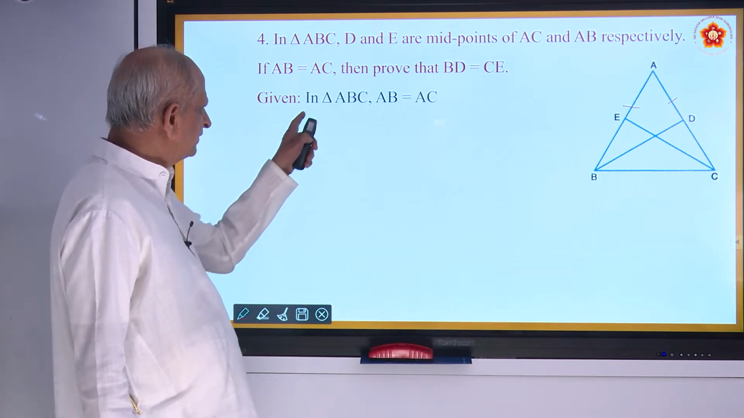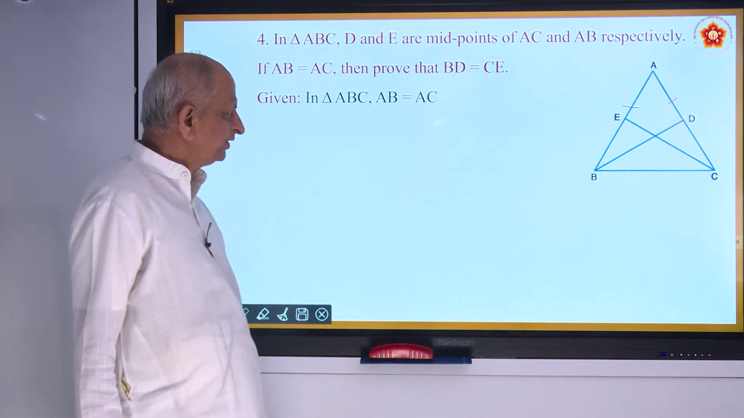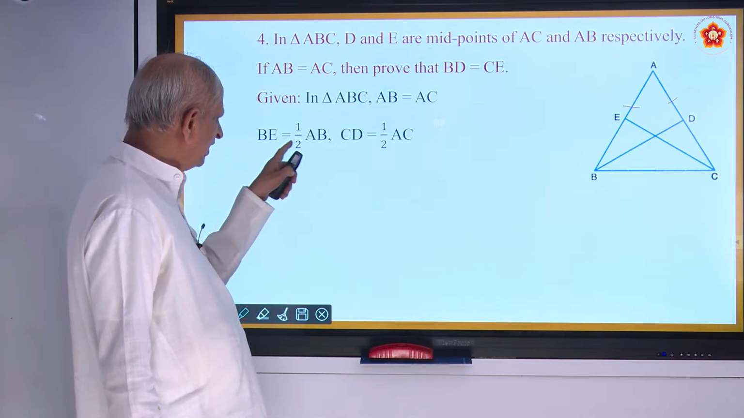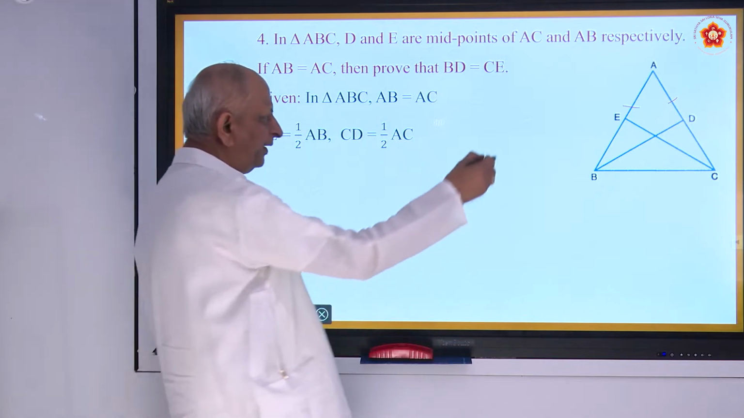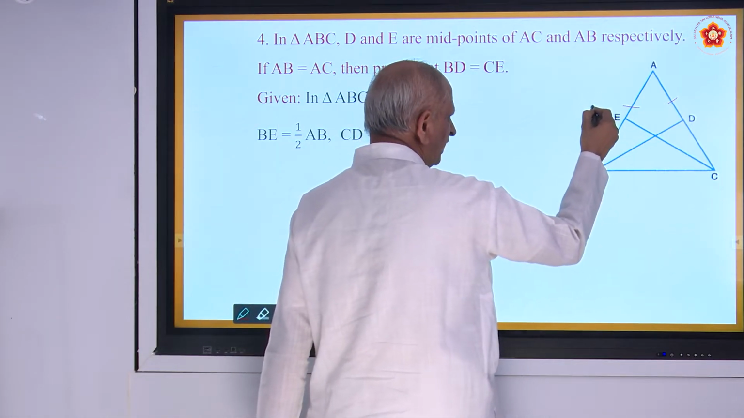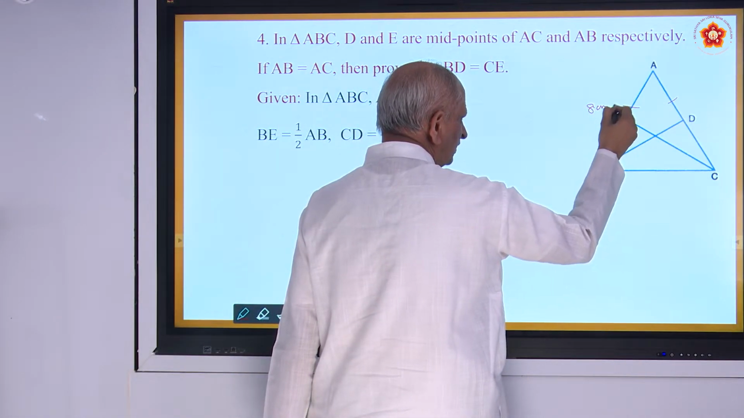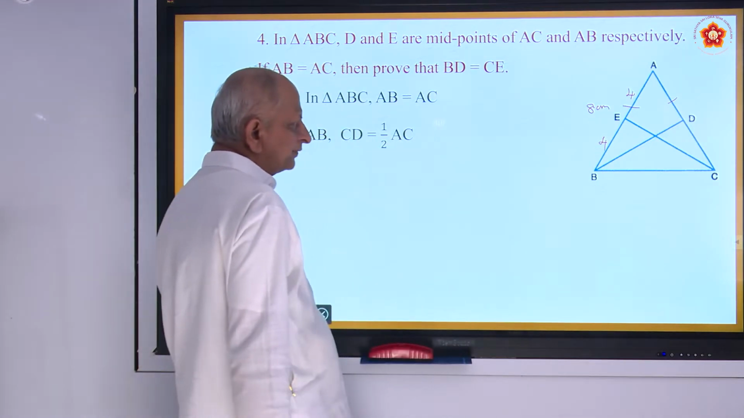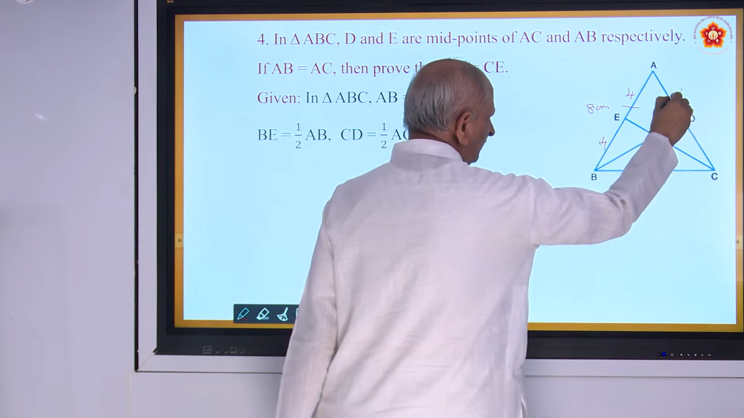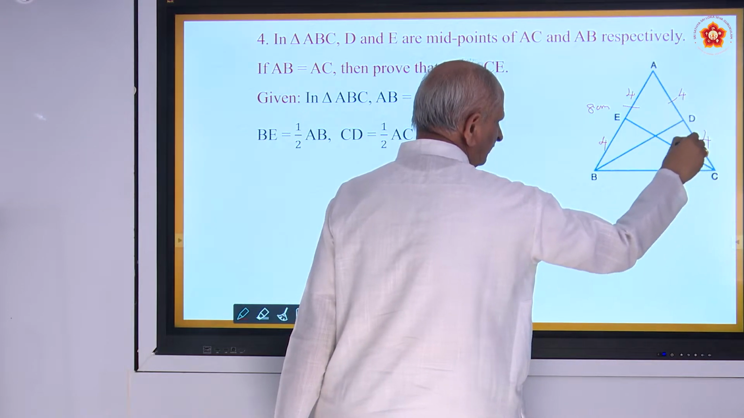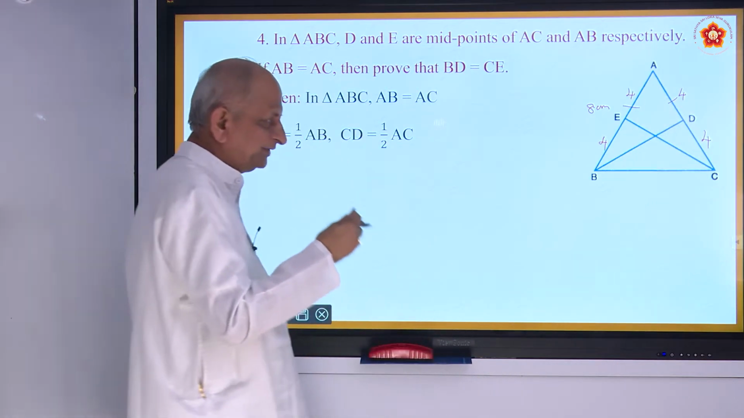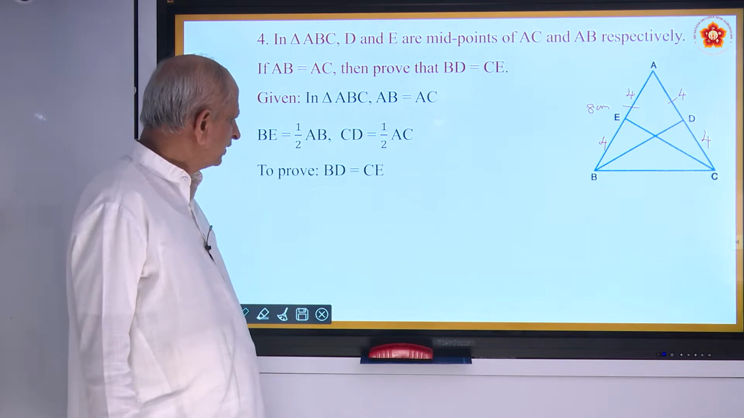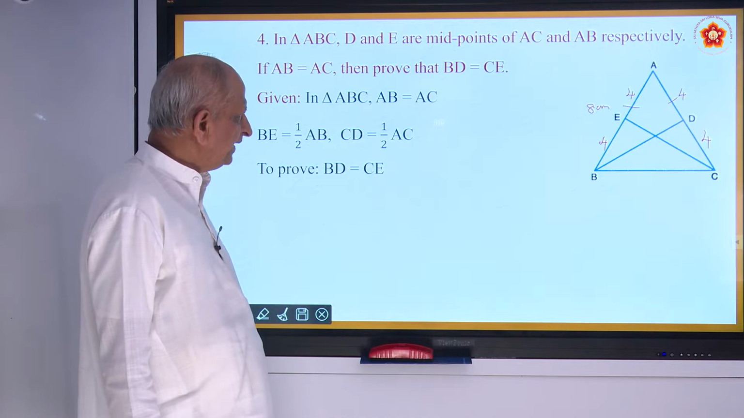So what is given in triangle ABC? AB is equal to AC, given. Then BE becomes half of AB because E is the midpoint. Suppose this is 8 centimeters. This becomes 4 and this becomes 4. And here also AD becomes 4, DC becomes 4, if the total is 8. That is an example I gave. And we have to prove that BD is equal to CE.